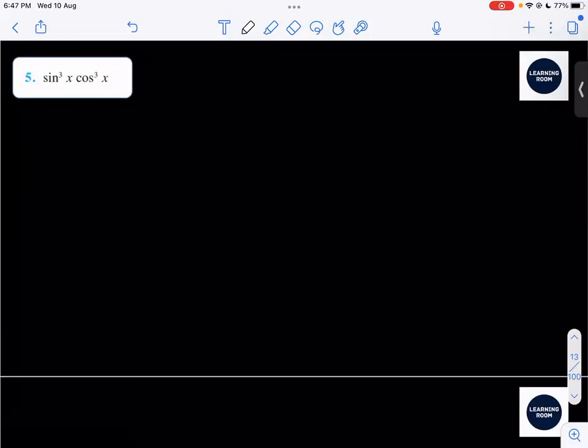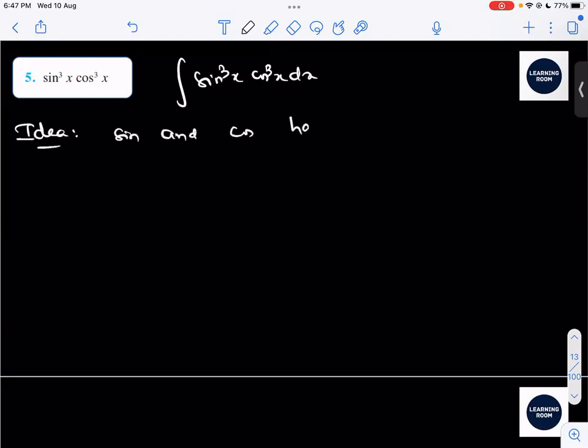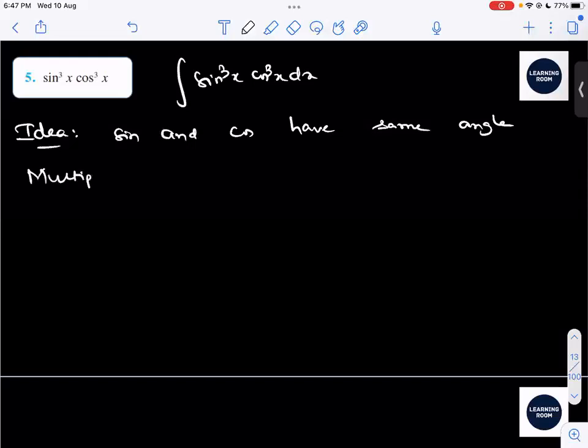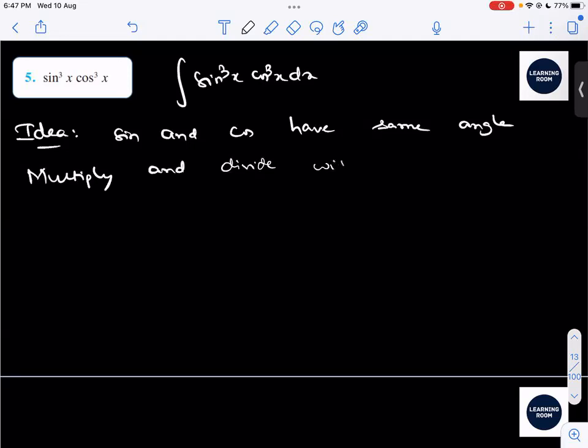Integral of sine cube x into cos cube x dx. Remember, the idea here is whenever sine and cos have the same angle, multiply and divide with 2.